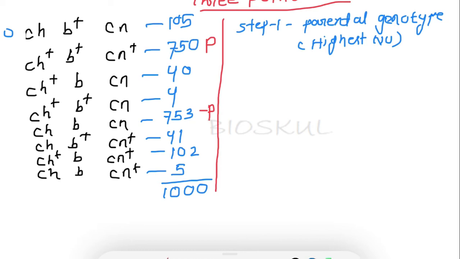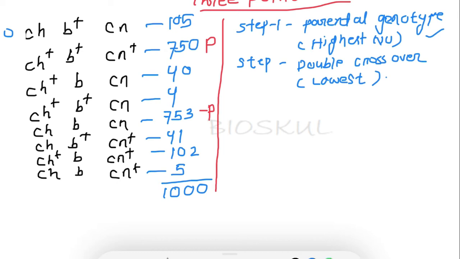Then in the next step, we have to find out the double crossover. Step 2 is to find out the double crossover. The double crossover has the lowest number. Parental genotypes have the highest number and double crossovers always have the lowest number. So from here, which one is the double crossover? Of course, the 4. Then the next step is to find out the single crossover.